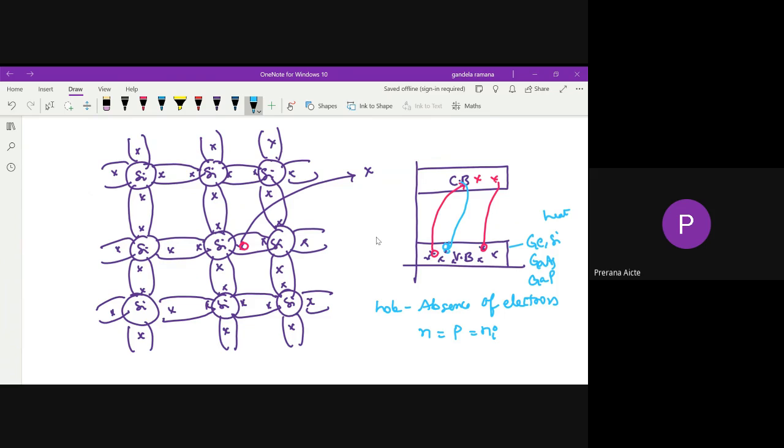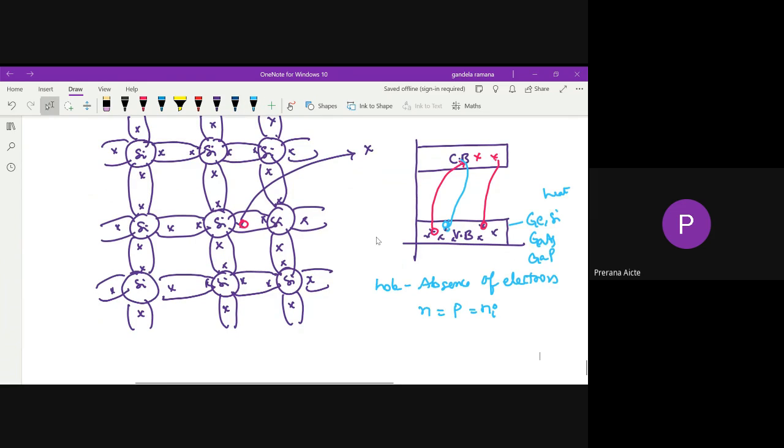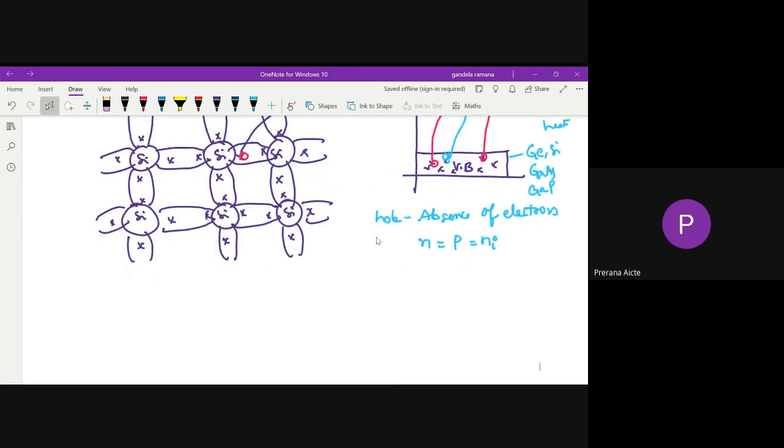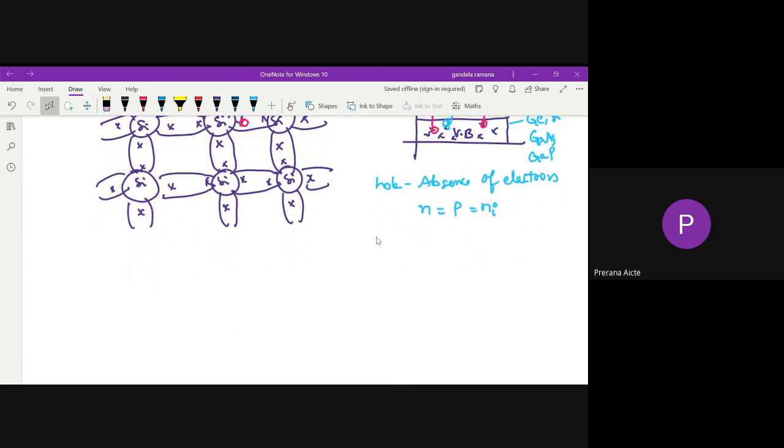So in intrinsic semiconductors, N is equal to P is equal to Ni. The time from electron generation to recombination is called the lifetime period.